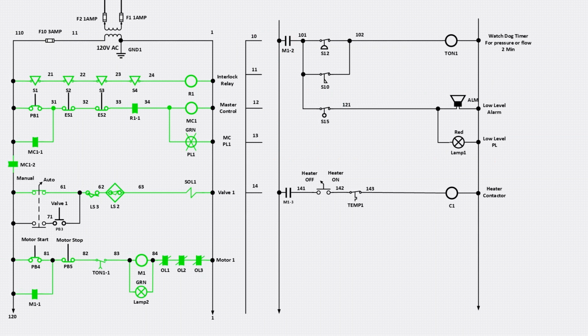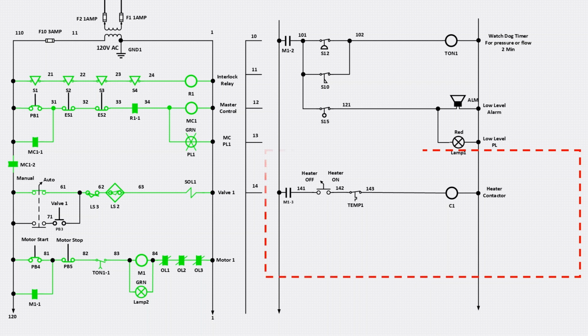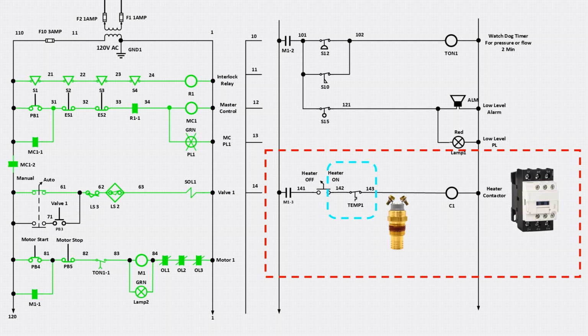Finally, let's look at our last rung. It starts with the M1-3 auxiliary contact, which tells us the motor is running. Then, there's a maintain selector switch to turn the heater unit on or off, followed by a temperature switch. The last device is a contactor coil that controls the heater. Now let's see how this rung works.